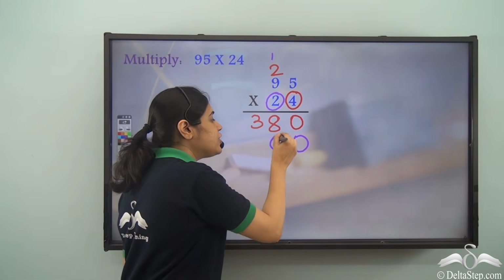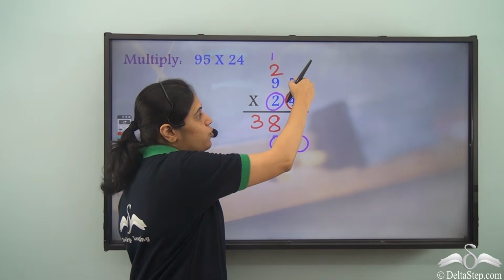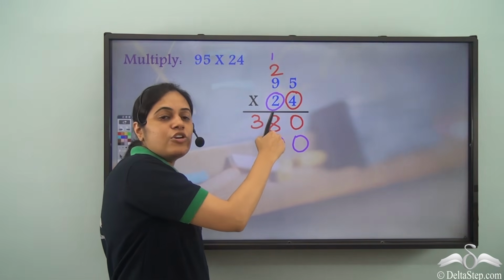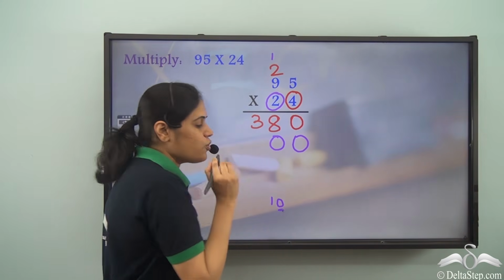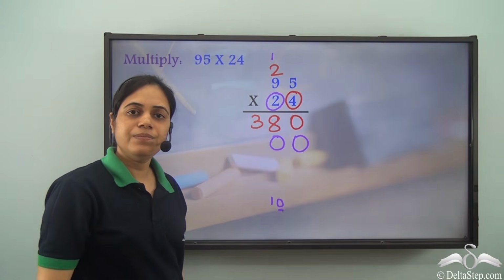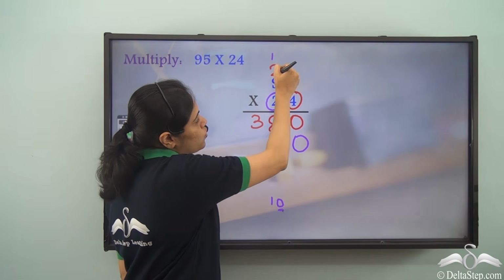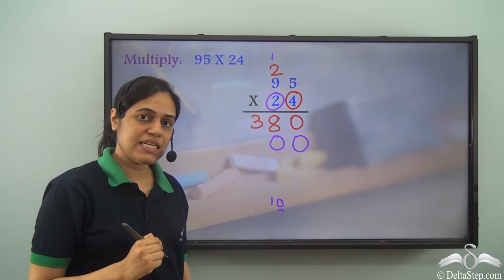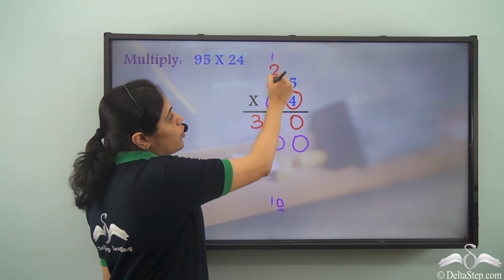And I need to write another 0 here because I am multiplying 2 by 5 and getting 10. So this 0 is actually the 0 of 10, which I need to write. And I carry 1. Now, when I take 2 into 9, 18. 2 into 9 is 18. Now, what do I need to add?